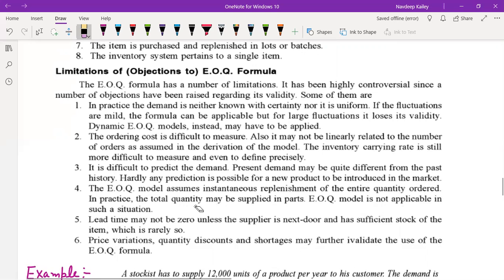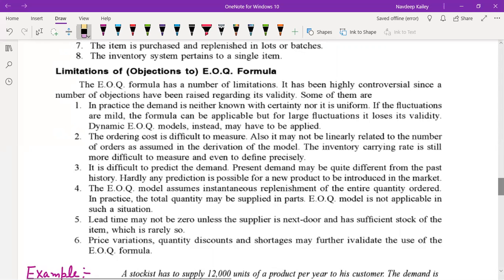Lead time may not be zero unless the supplier is next door and has sufficient stock of the item, which is rarely so. Price variations, quantity discounts, and shortages may further invalidate the use of the economic order quantity formula. Based on these limitations, we have further models with deterministic demand, which we will discuss one by one.